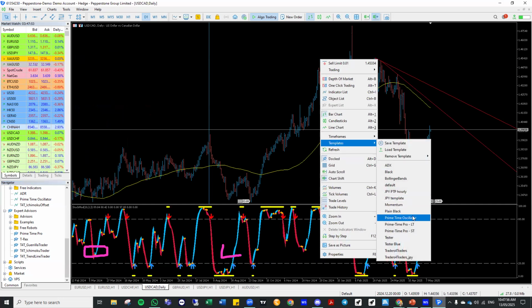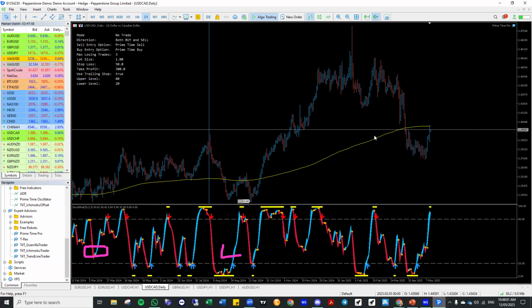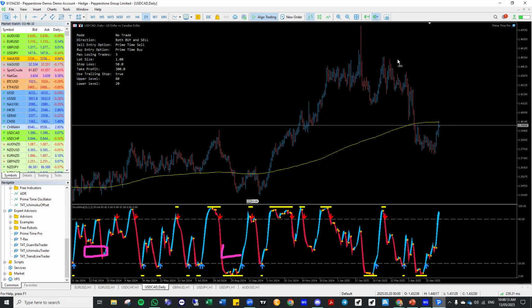Let's go to template, and let me just go long term. Okay, so I can see long term. It's just coming back to that level. It's still going down on the long term, and then on the short term, it is going up, right? So there's a bit of a conflict there.